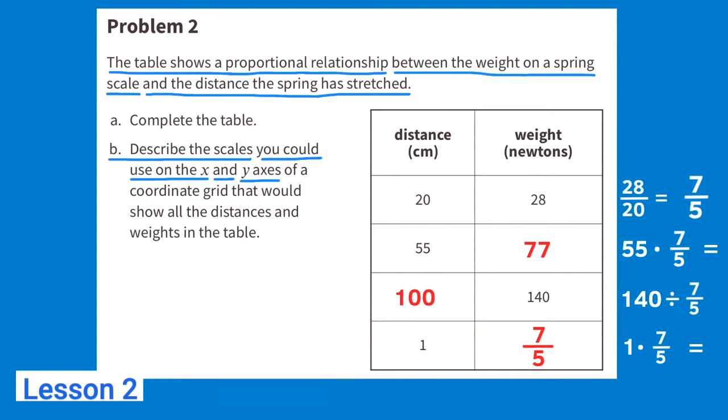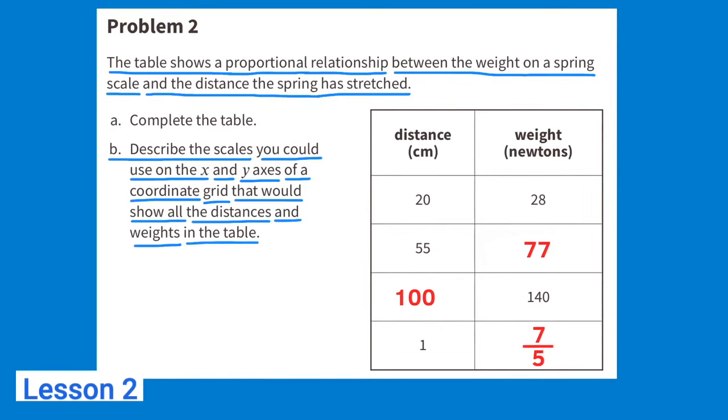Describe the scales you could use on the x and y axes of a coordinate grid that would show all the distances and weights in the table. If I were to create a graph that represented all these values, I'd have to make sure that I made it large enough to fit the distance from 0 to 100.